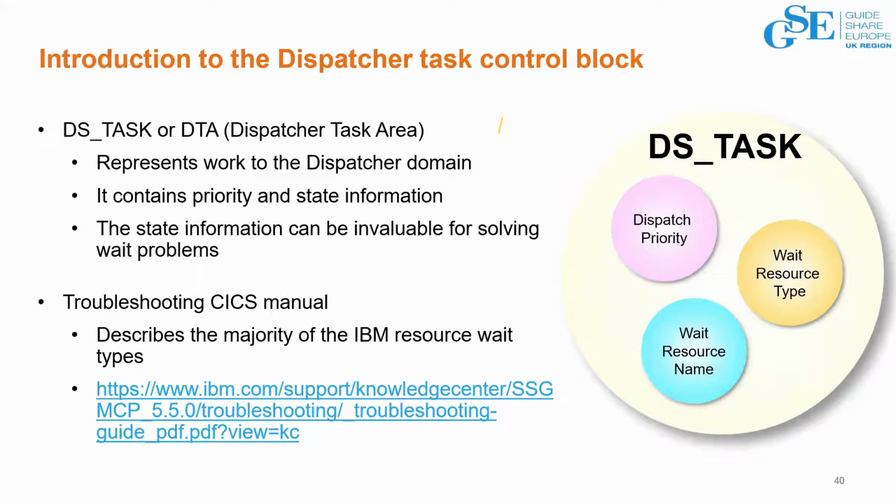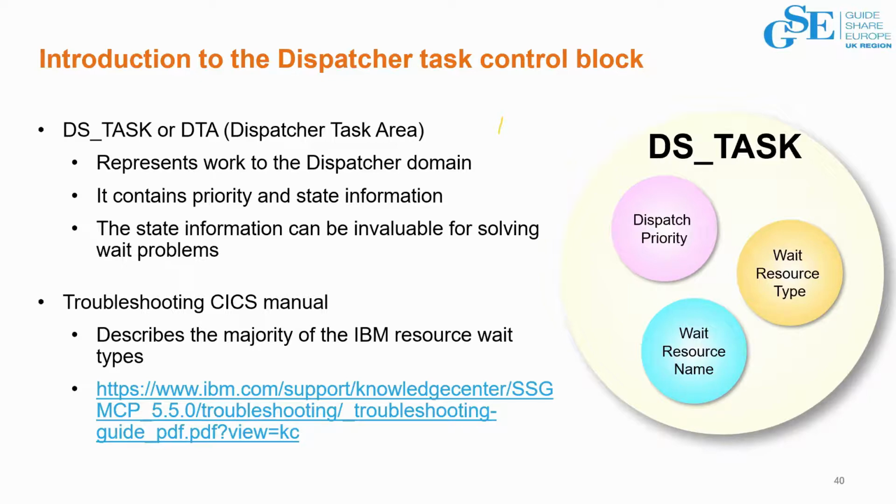Dispatcher task, everybody needs one of these too, because he's the guy that makes sure that you get dispatched on a TCB. If you never get dispatched, you're never going to run in the system, so you're going to need one of these. Now, the official name is DS_task, but we call it a DTA, or dispatcher task area control block, and it represents the workload in the dispatcher.